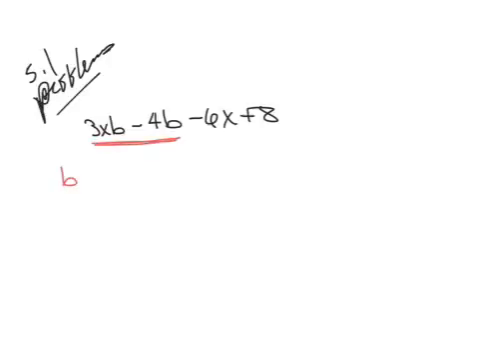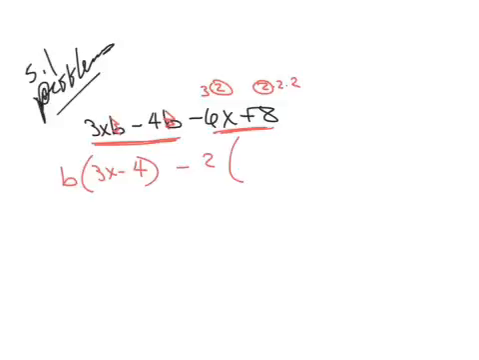We can take a b out of there, right? And we're left with a 3x minus 4 because this is common. Okay, so then let's go minus. And what can I pull out of here? Well, this is a 3 times 2, and this is a 2 times 2 times 2. So I can pull out a 2. And I'm left with a 3x plus 4.